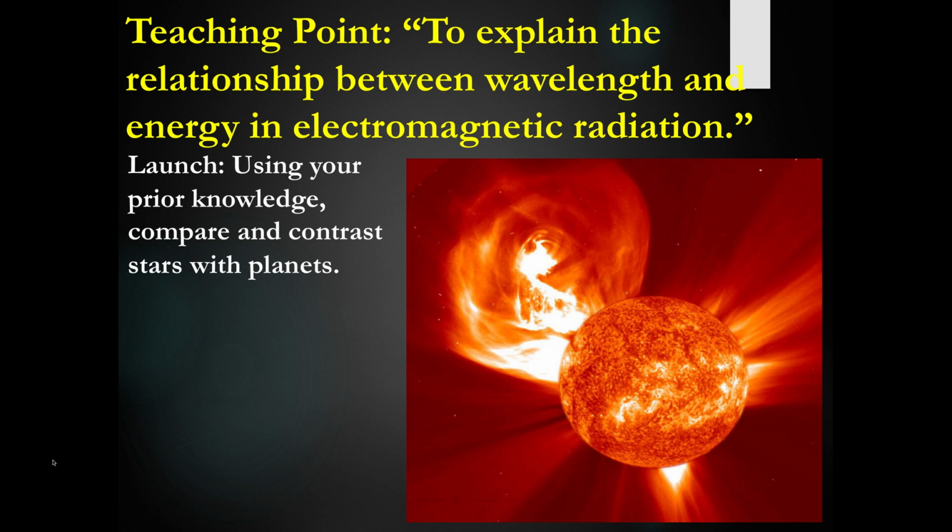Launch for today: using your prior knowledge, compare and contrast stars with planets. This picture is a great picture too, by the way. So, picture the sun, and this big ball of flame is a solar flare. And solar flares eventually end up as being part of our solar wind, and Earth has a magnetosphere, which can help with pushing this radiation aside and not harming us, which is great. Alright, pause the video here, think about the launch, and I will give you some answers right now.